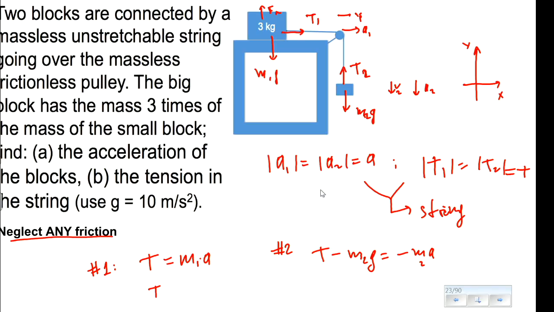Now tension will be equal to kilograms times acceleration. So tension minus 1 times 10... velocity is 3 times... Divided by 3 is 1.